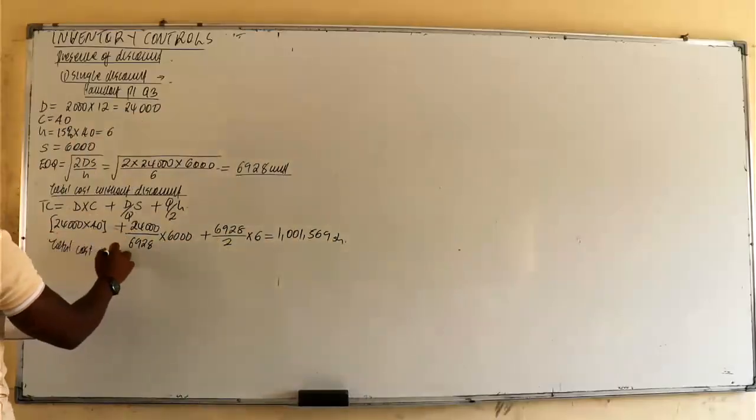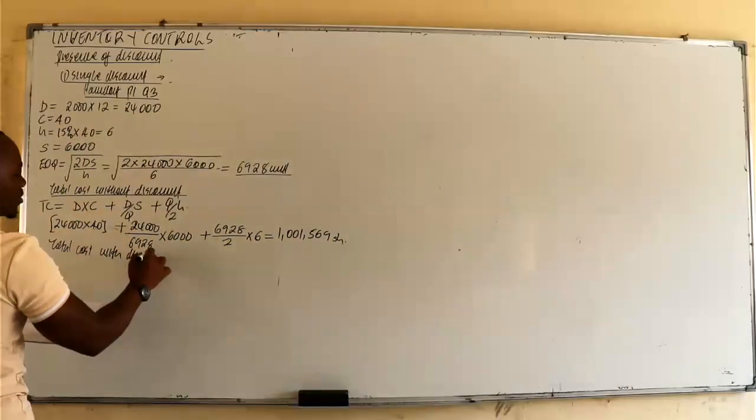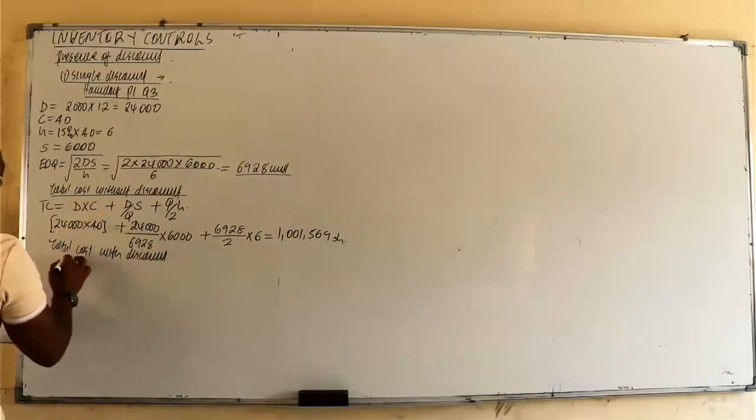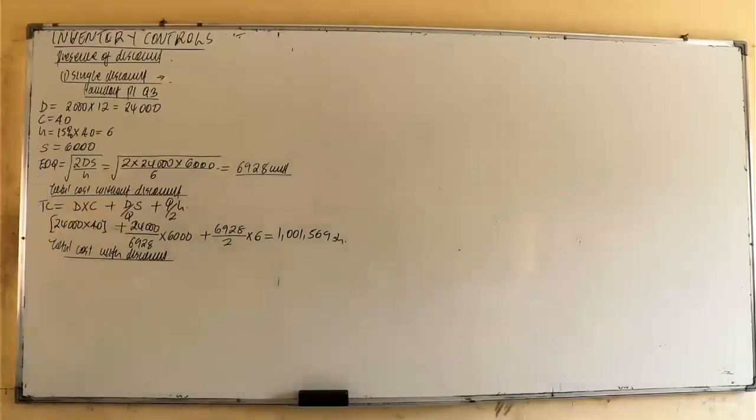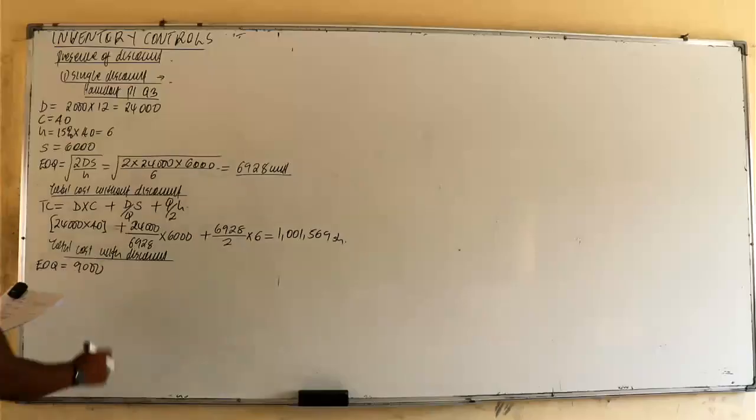Total cost now with discount. Now, if you accept the discount, we have been told that, let's read that again, the last sentence: for the purchase of 9,000 or more units, a discount of 20% per unit is offered. So that means our new Q will be 9,000.